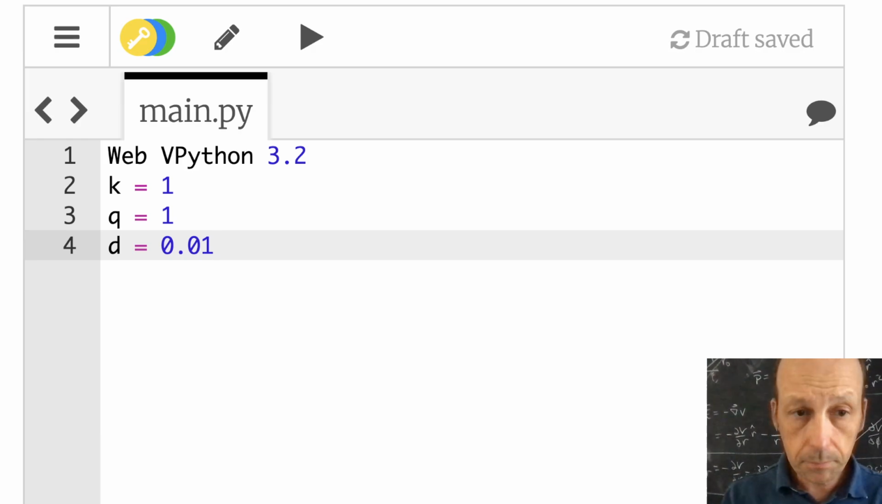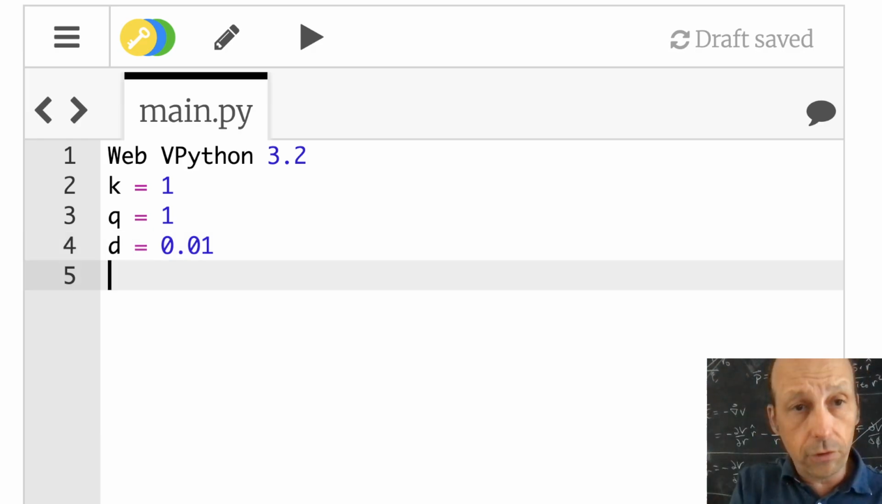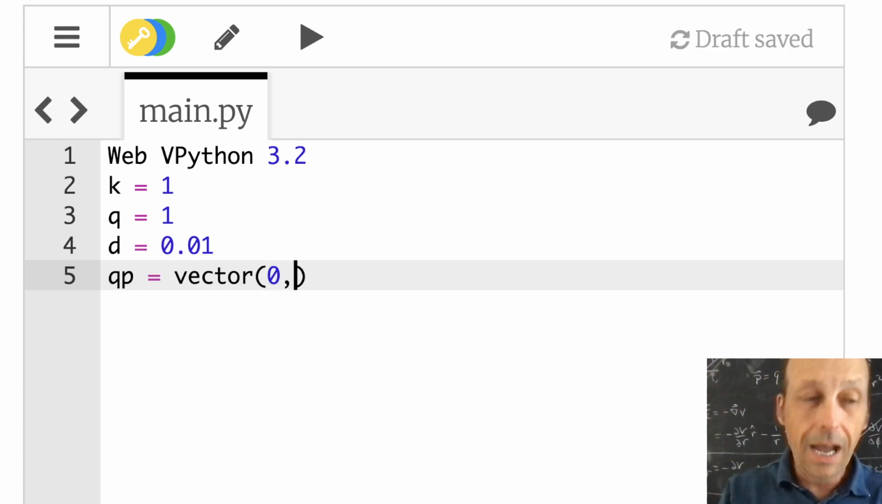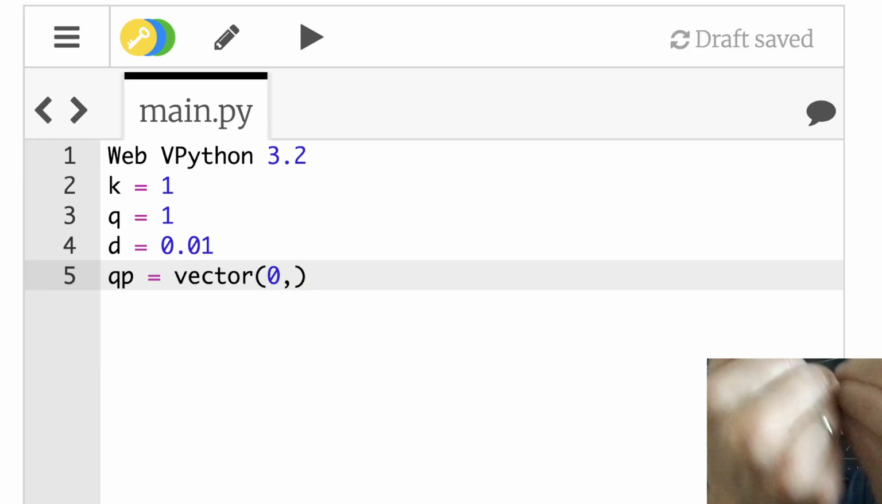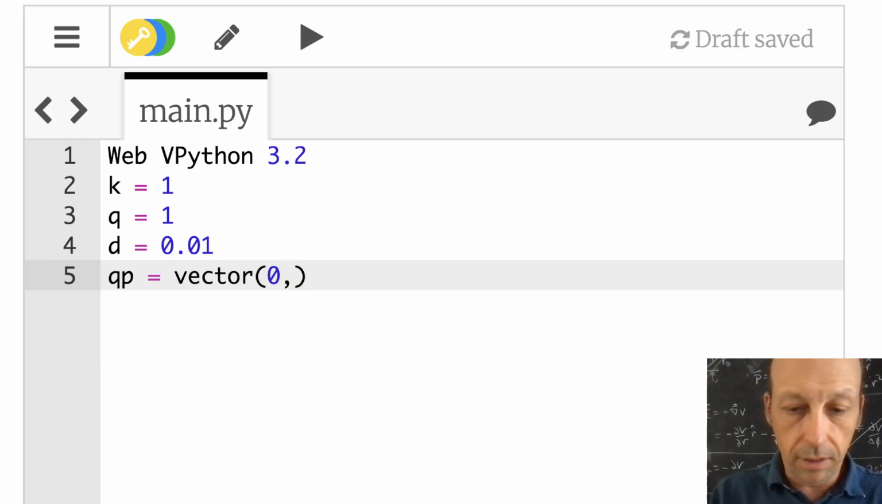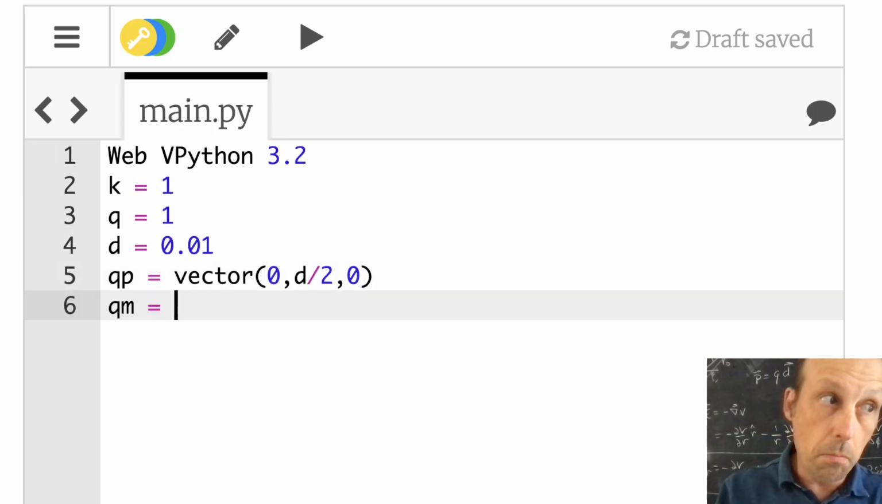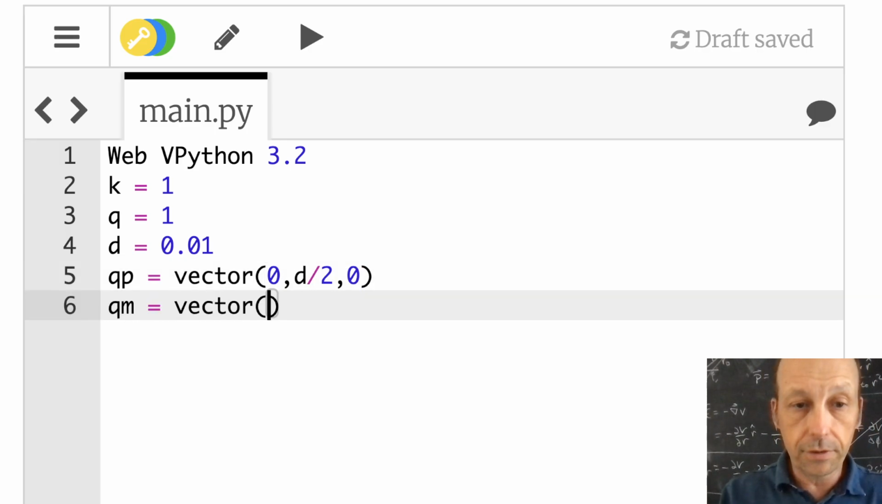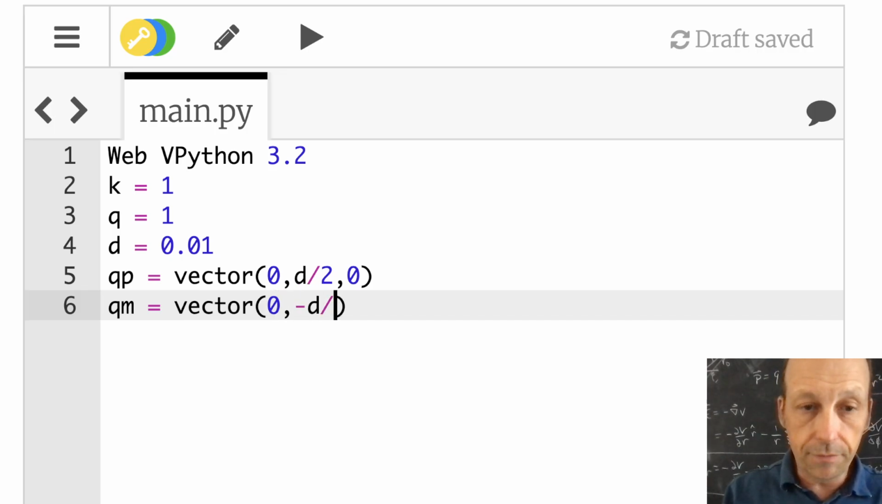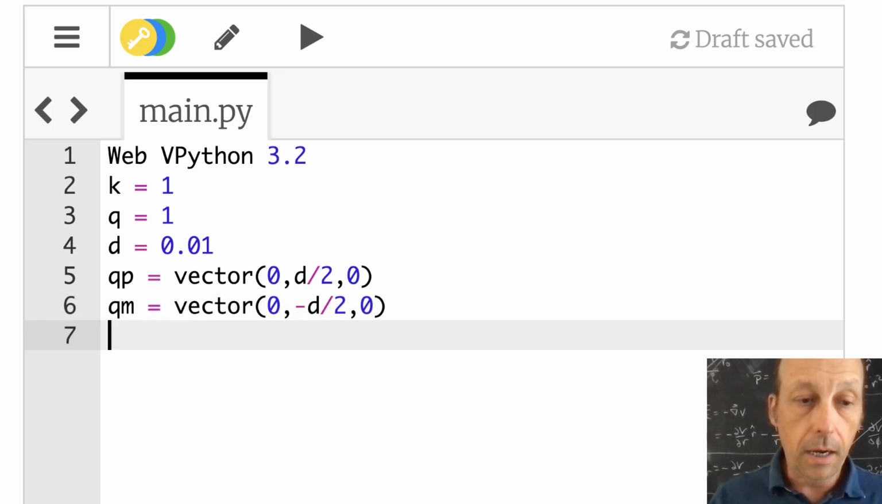Okay. So I'm going to give a vector location for the two charges. Let's say QP is going to be the vector 0, d over 2, 0. I'm going to do this in the y direction instead of the z direction because in VPython z is out of the page and it doesn't look that great. And then Qm, for q minus, is going to be 0, negative d over 2, 0. I'm not going to draw those, they're just dots.